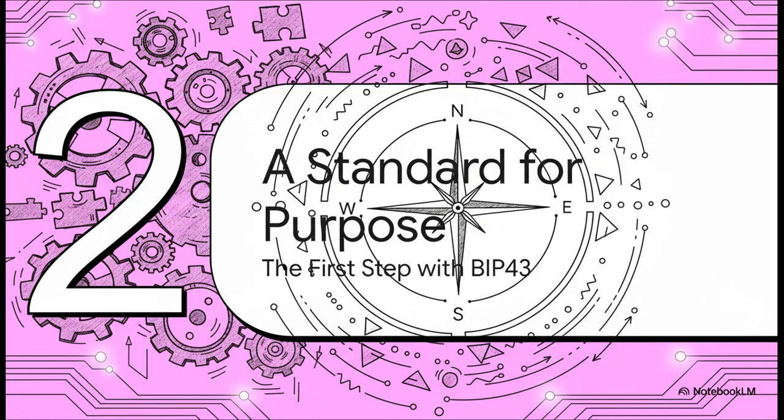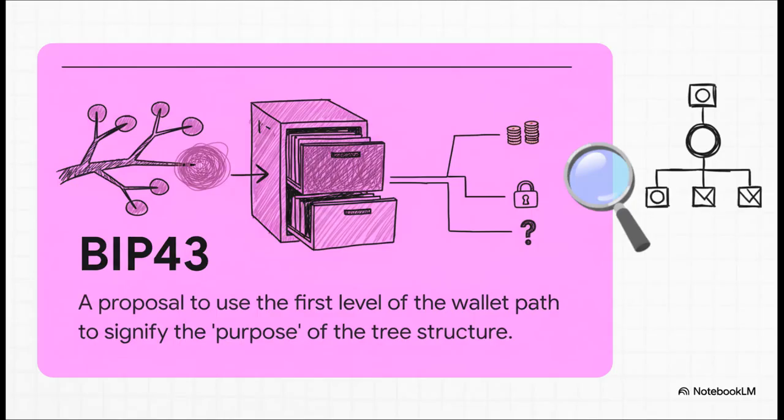Well, the first big clue, the first piece of the puzzle, came in a proposal called BIP43, and it introduced a really simple but powerful organizing principle. The idea behind BIP43 was just brilliant in its simplicity. It basically said, let's use the very first branch of that infinite tree to define the purpose for everything that comes after it. Think of it like putting a big label on a filing cabinet that tells you what kind of files you're going to find inside.